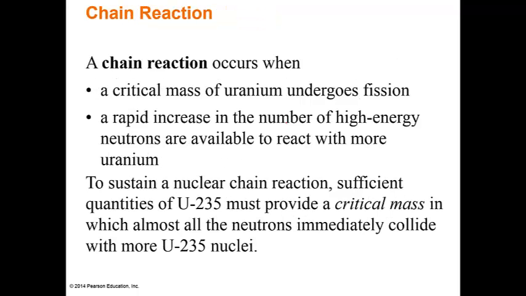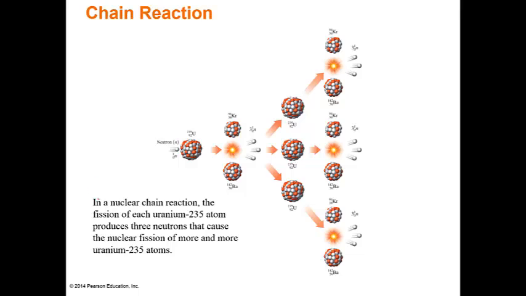Okay, a chain reaction occurs when a critical mass of uranium undergoes fission. A rapid increase in the number of high-energy neutrons are available to react with more uranium. To sustain a nuclear chain reaction, sufficient quantities of U-235 must provide a critical mass in which almost all the neutrons immediately collide with more U-235. If we were able to remove the U-235, what would happen? Well, the reaction would stop. And this is a good explanation of what I was talking about. Splits off, splits off, splits off, and then boom, boom, boom, and it just keeps going and going and going.